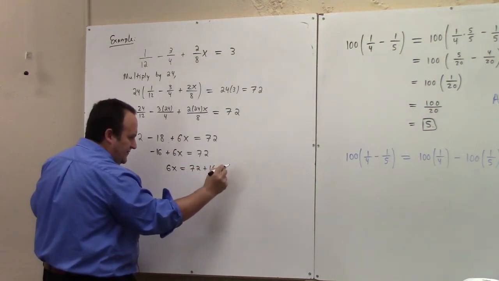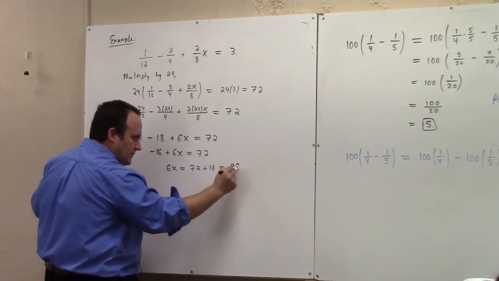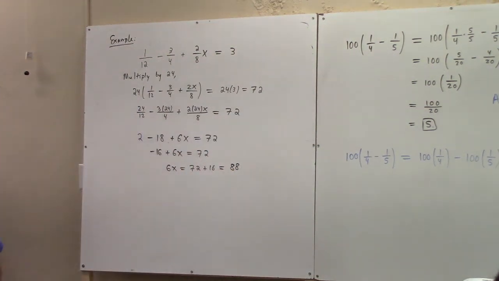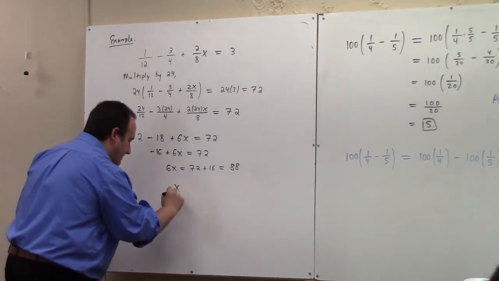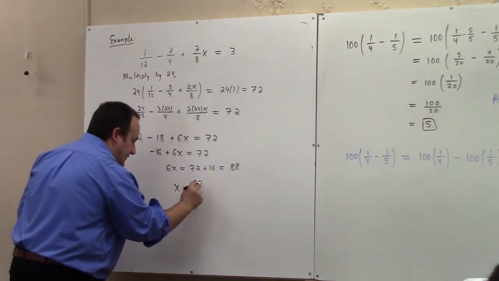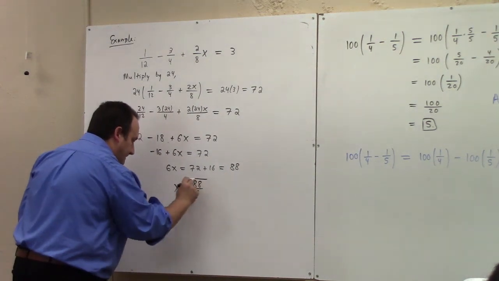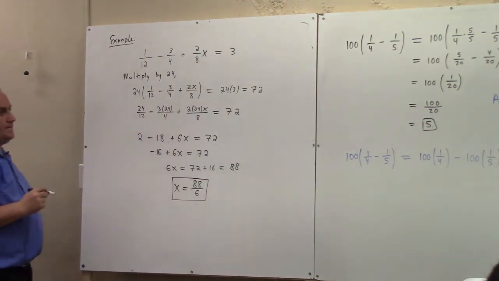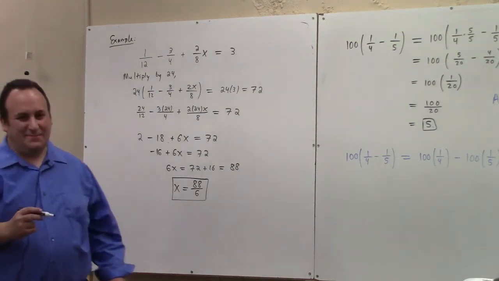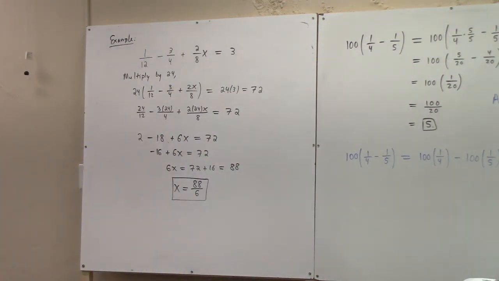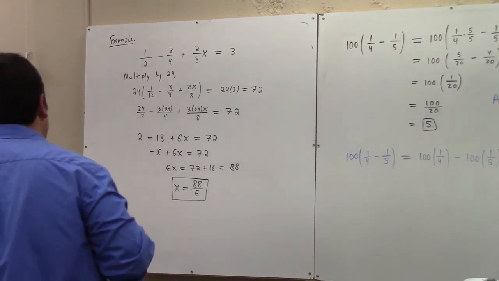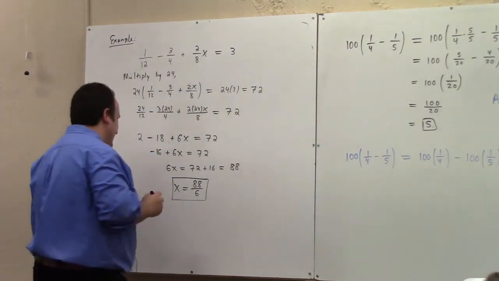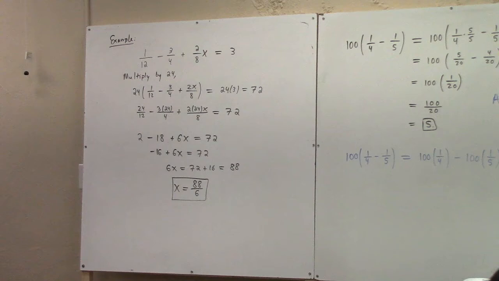And did you tell me that was 88? So 6x equals 88, therefore x equals 88 over 6, right? Oh, no. I keep... Oh, you did? Sometimes I forget to check on it. Any questions?